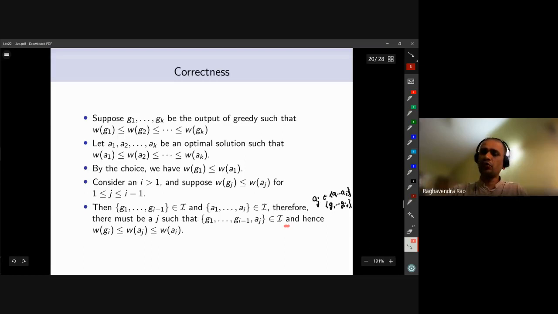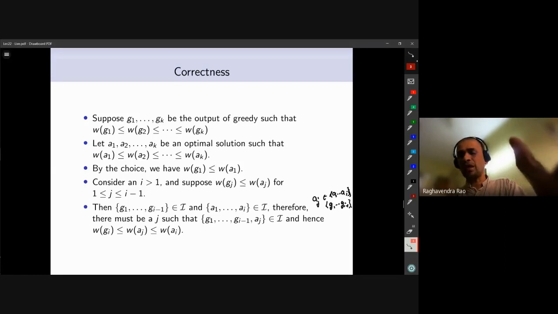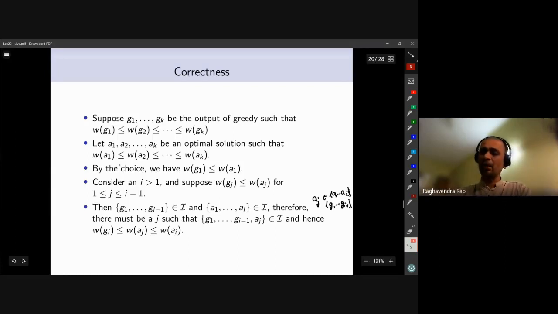But the way we have chosen, how did we choose Gi? Gi is of smallest weight which can be added to G1 to Gi minus 1 so that it's still independent. So hence, it must be that weight of Aj is at least as much as weight of Gi. Now we have arranged this in ascending order. So hence weight of Aj, right? j could be as well i. So it's at most weight of Ai. So that means weight of Gi is at most weight of Ai.